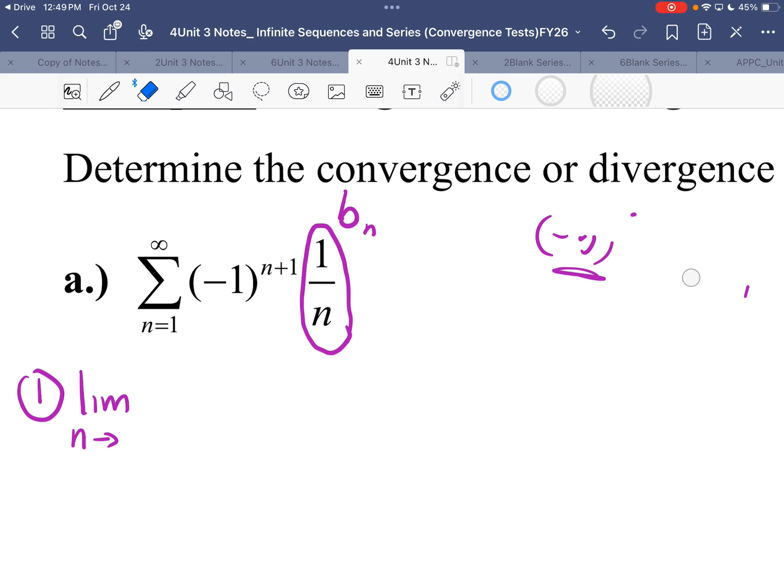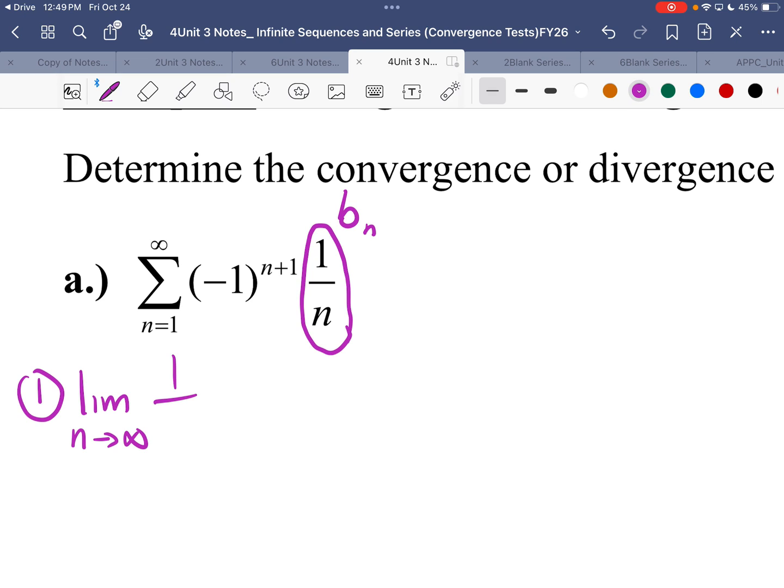Okay, so going to infinity, 1 over n. What does this equal? 0. Because it equals 0, we can continue. If it didn't equal 0, then you stop and you're like, inconclusive, got to do something different.